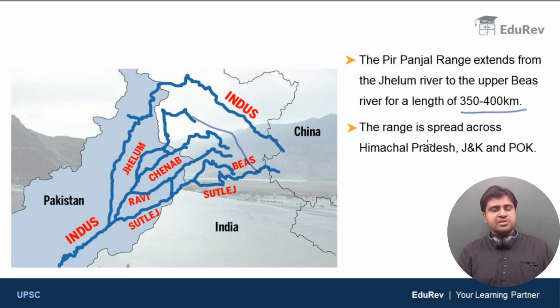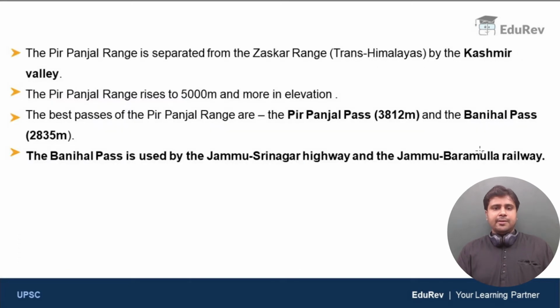And Pir Panjal Range is spread across Himachal Pradesh, Jammu Kashmir, and POK, Pakistan occupied Kashmir. Clear? These points are very simple, right? Now, the Pir Panjal Range is separated from the Zaskar Range. So I told you about this, right? Zaskar Range belongs to the Trans Himalayas. So Pir Panjal Range is separated from the Zaskar Range by the Kashmir Valley. So we will discuss about Kashmir Valley also in this video.